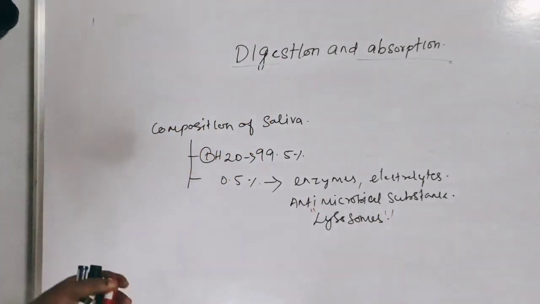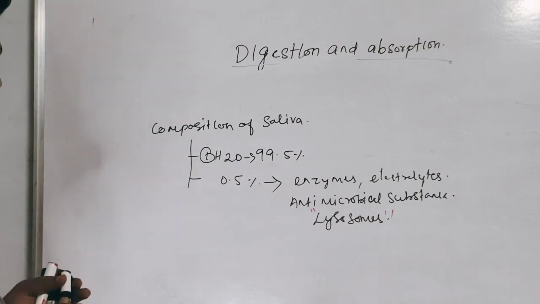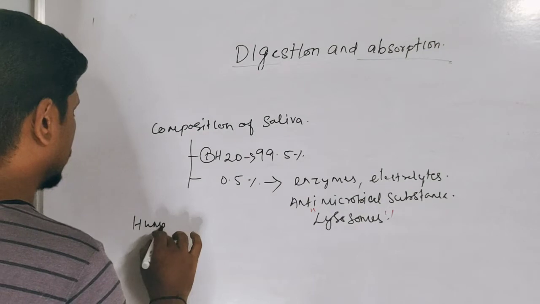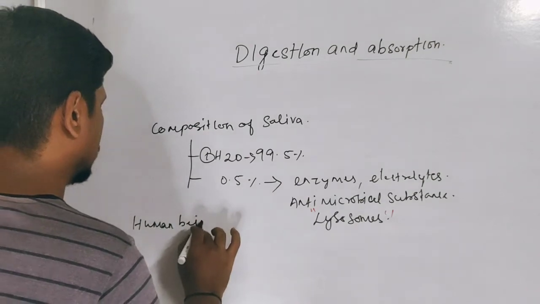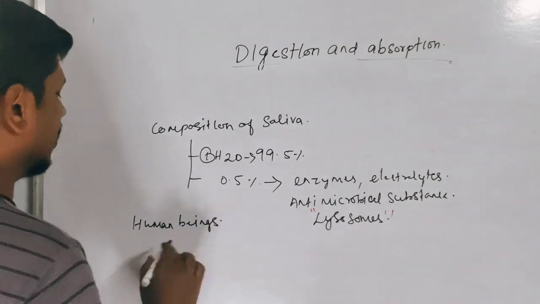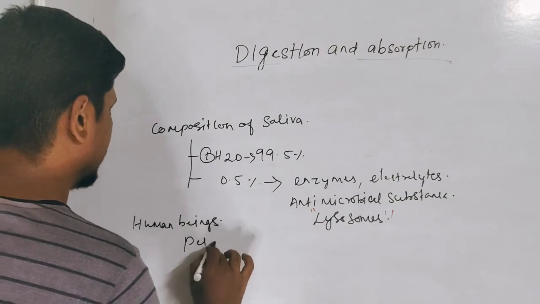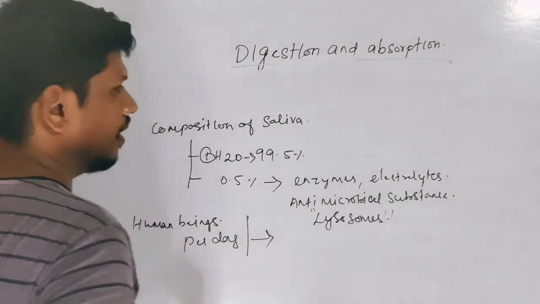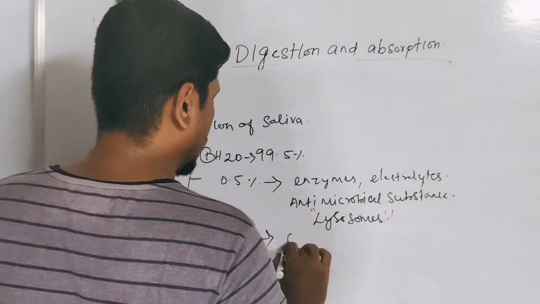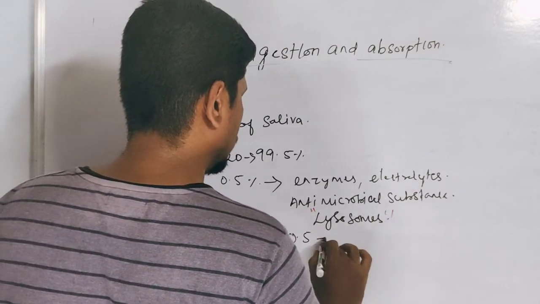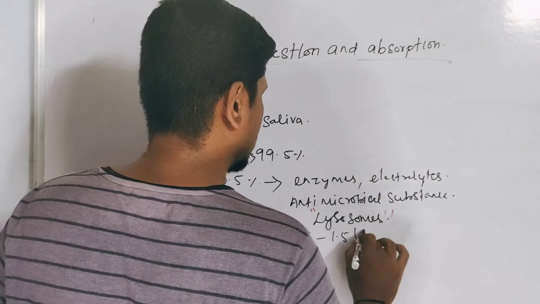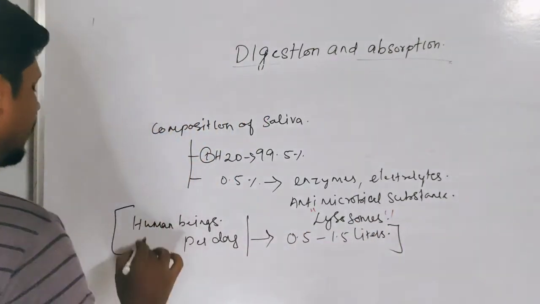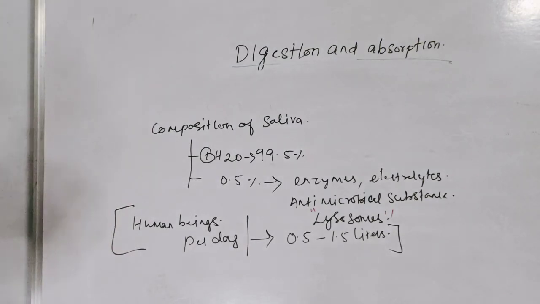Right? And one more thing, in human beings, per day the saliva secreted is around 0.5 to 1.5 liters. Try to remember. These are the factual parts related to saliva.